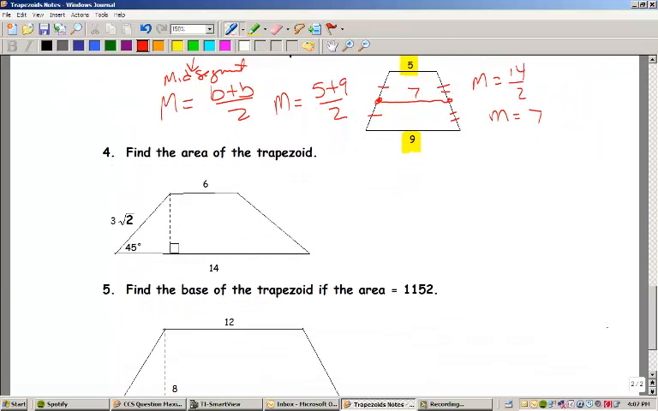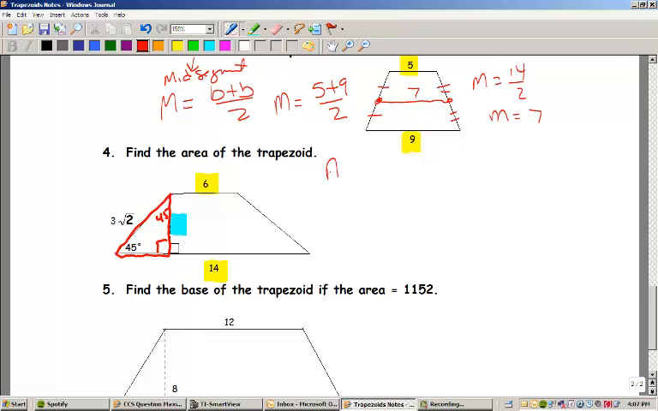Now the next question is going to take a little bit of work on our part. Okay, again, they're going to ask us to find the area. We have a base given to us. Problem is I don't have my height. But immediately I should notice that in the corner I see a 45-degree angle. So that means we're going to be talking about a 45-45-90 triangle down in that corner.